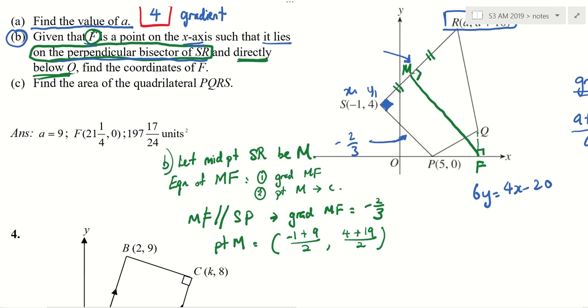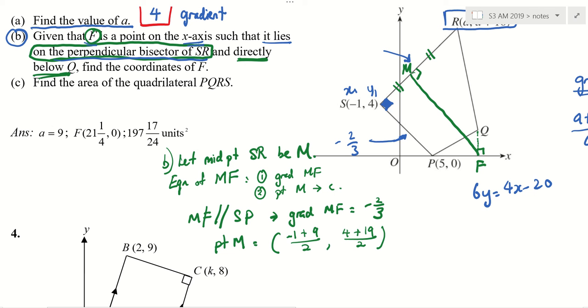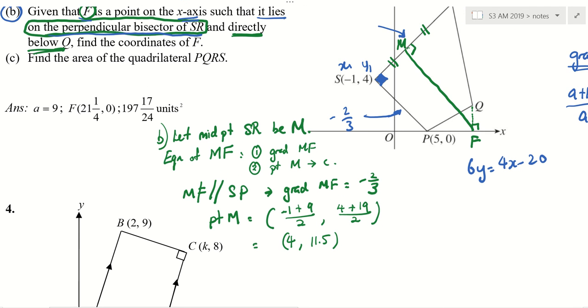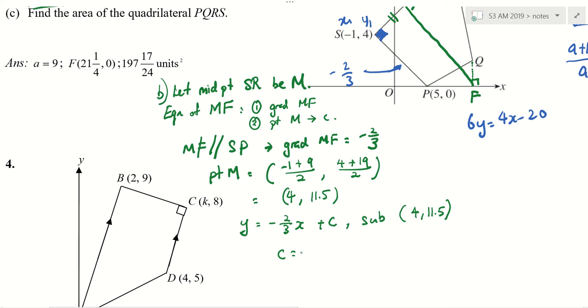I got a midpoint, so can I sub in to find the equation? Can we work out the point first? 4, 11.5. Now I start. y equals -2/3 x plus c, right? So I sub in 4, 11.5. What is c? Irfan, what's the answer? Plus 85/6. So not done yet.